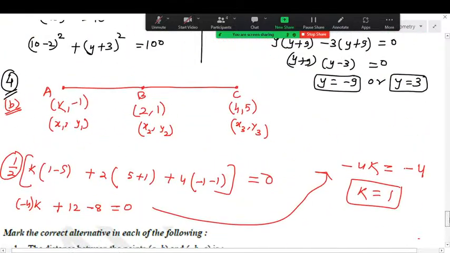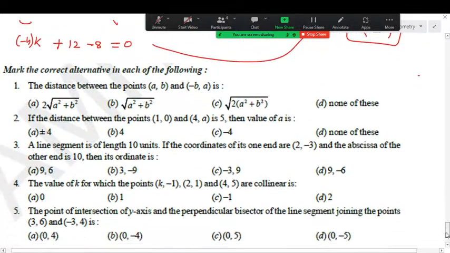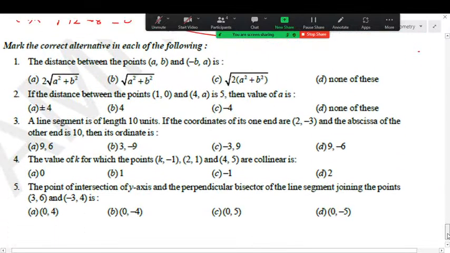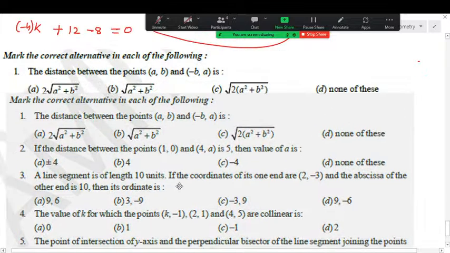Got it? Yeah. Is there any issue, any problem? Let me know if you have. No problem? No, I think I got it. Yeah. Okay, all right. It's good then.